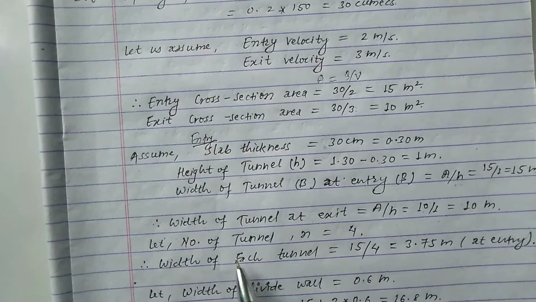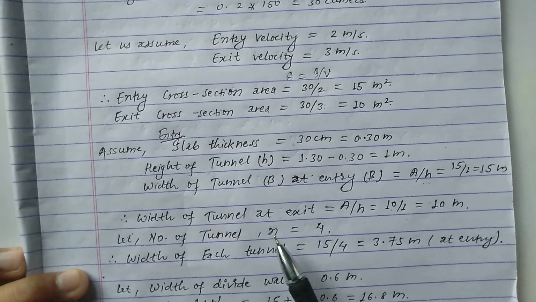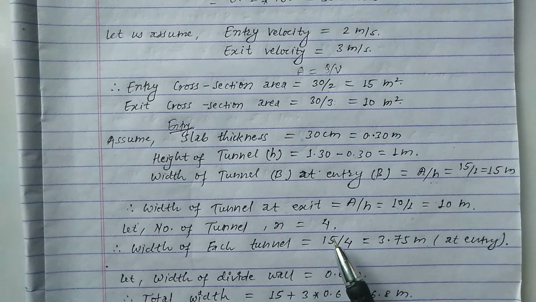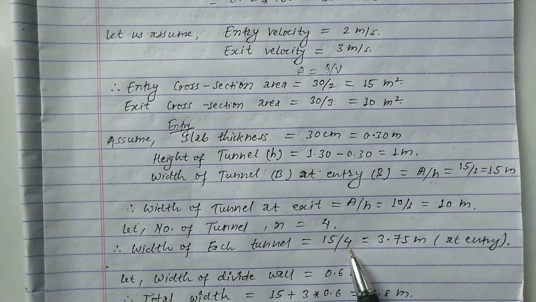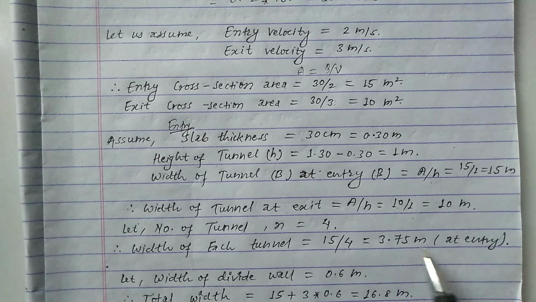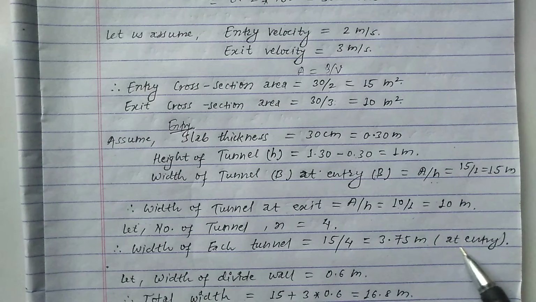Okay, and let us provide number of tunnels n equal to 4. You can provide 4, 5 or 6 generally. So in this numerical let us provide number of tunnels equal to 4. Then for the width of each tunnel, the total width of canal we have calculated is 15 meter. Whenever we provide number of tunnels equal to 4, we have to calculate the width of each individual tunnel. So width of each tunnel equals total width, 15 meter, divided by number of tunnels, 4. So the width of each tunnel becomes 3.75 meter at the entry.